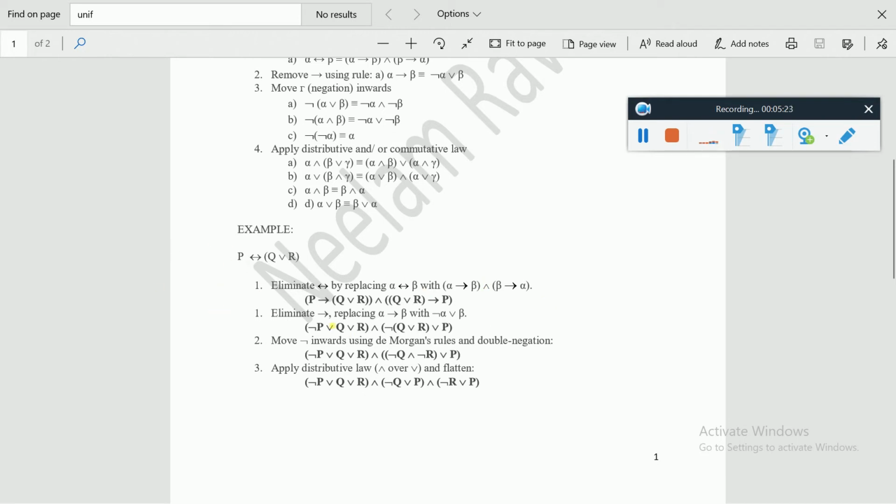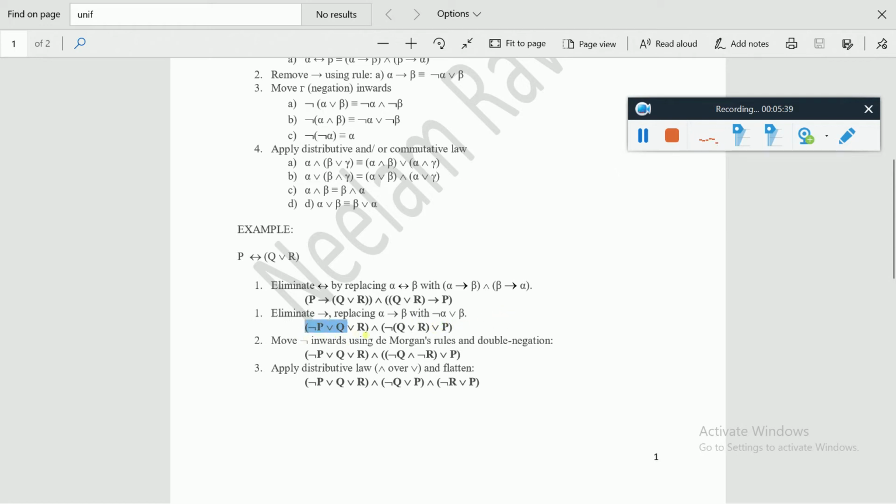In the second step, I need to replace this implication symbol with the help of this formula that alpha implies beta is logically equivalent to not alpha or beta.